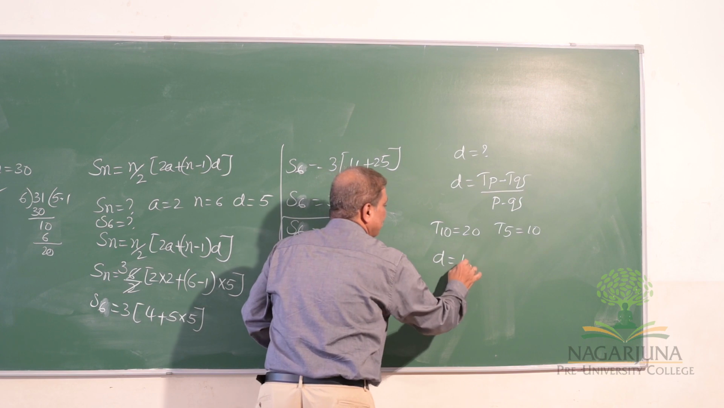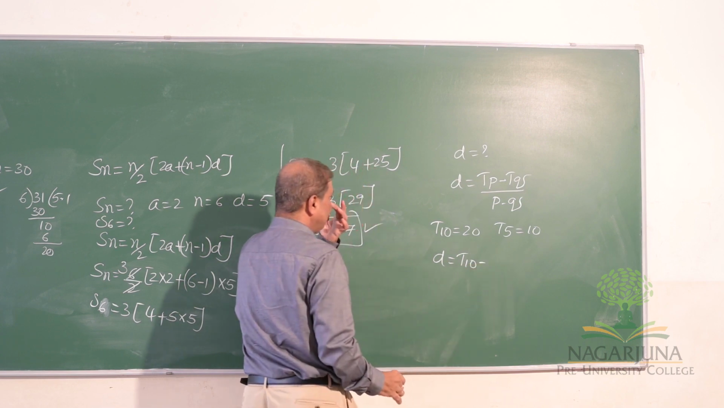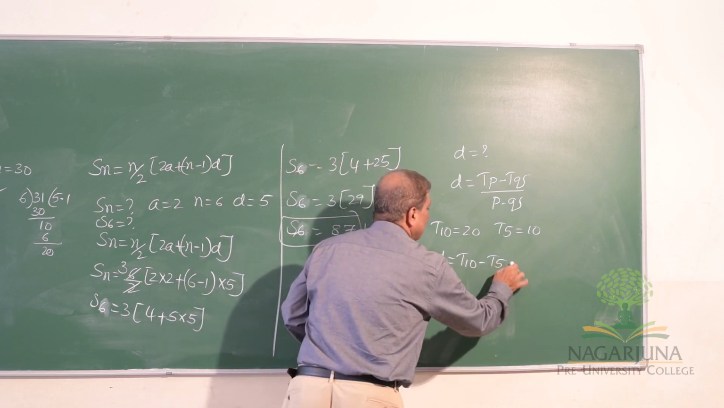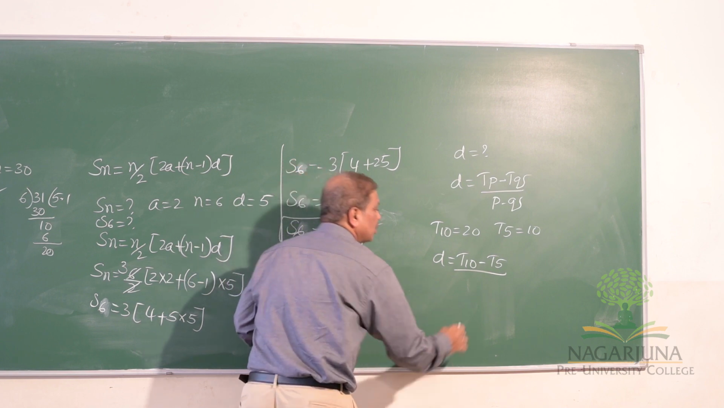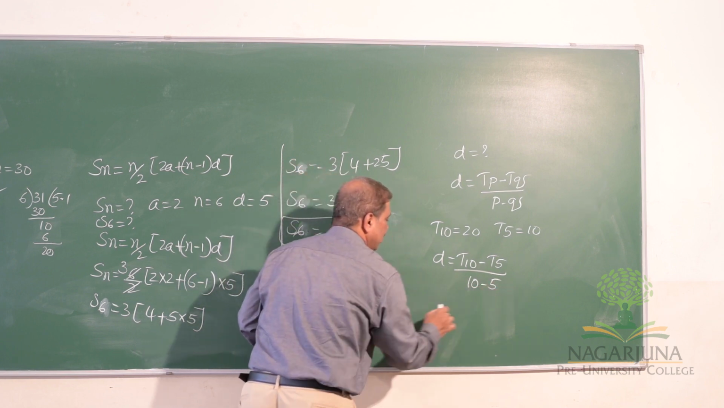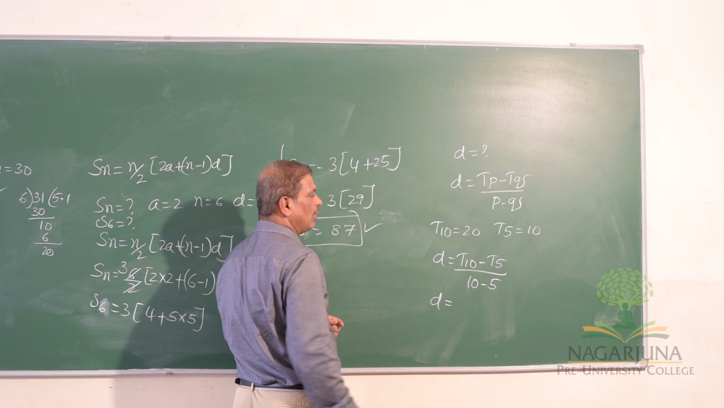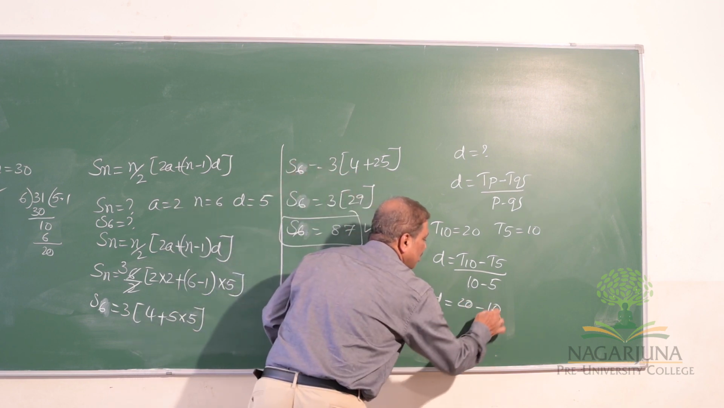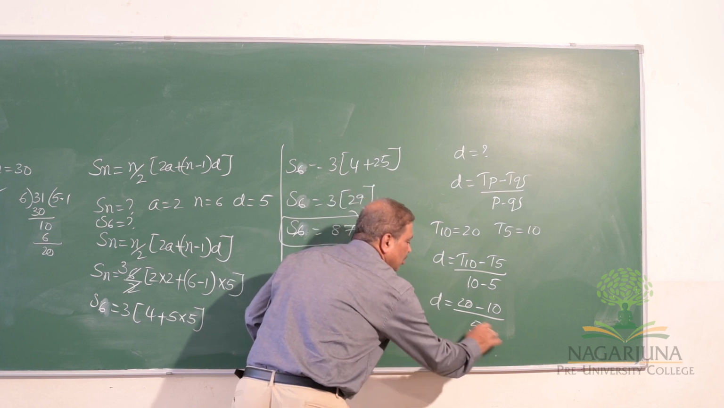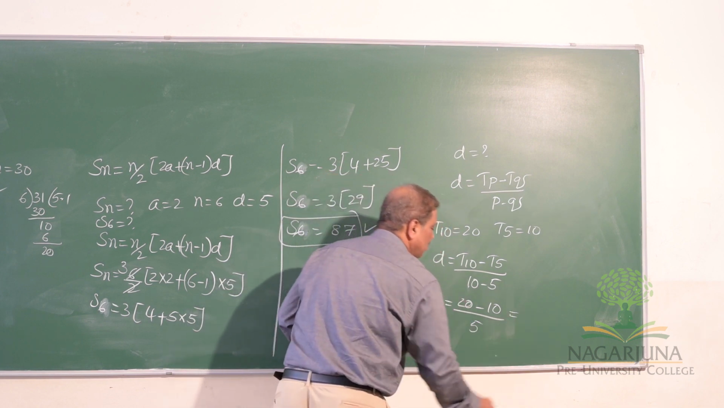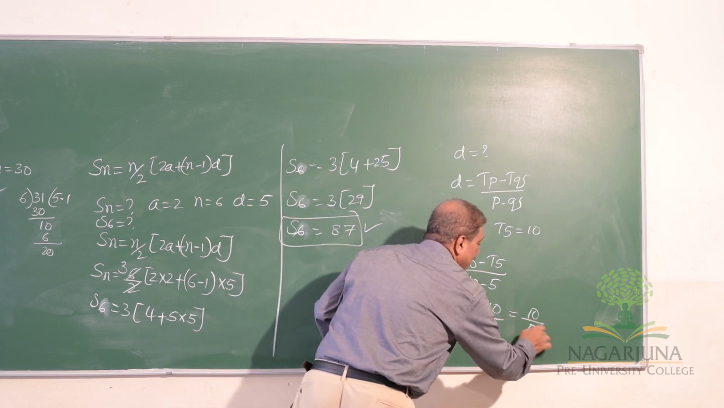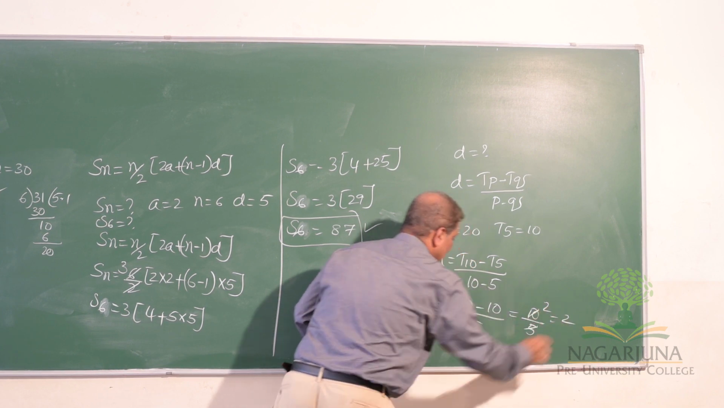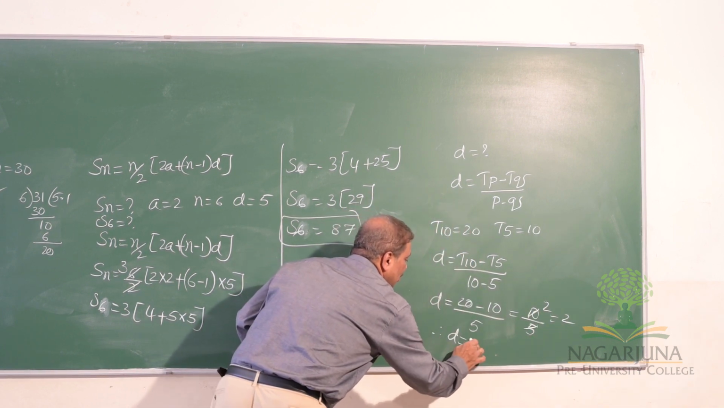So in place of Tp is T10 minus, in place of Tq is T5, divided by P minus Q, which is nothing but 10 minus 5. So D is equal to, what is T10? 20 minus, what is T5? 10, divided by 10 minus 5, which is 5. Subtract 20 minus 10 by 5. 5 2s are 10. Therefore, the D value is equal to 2.